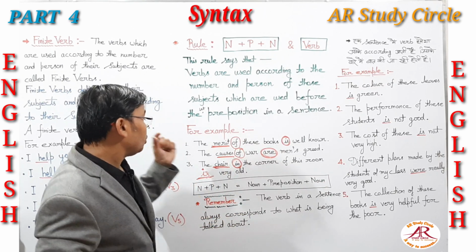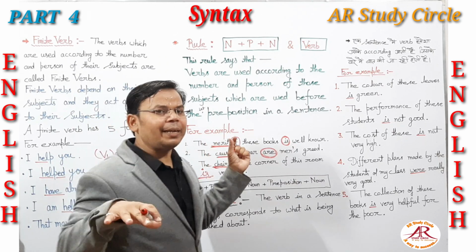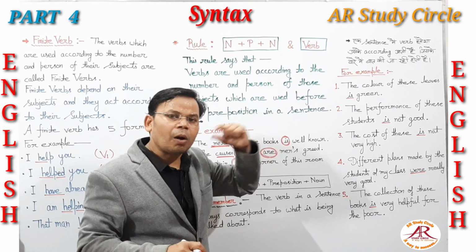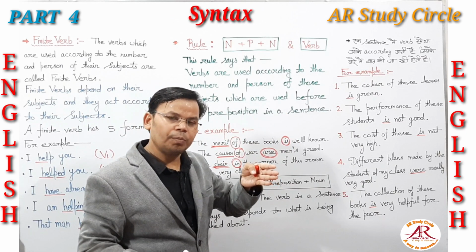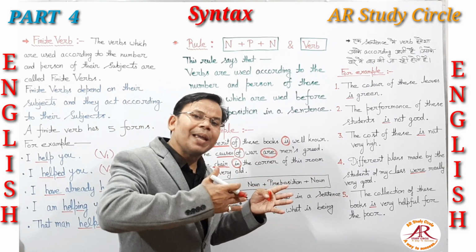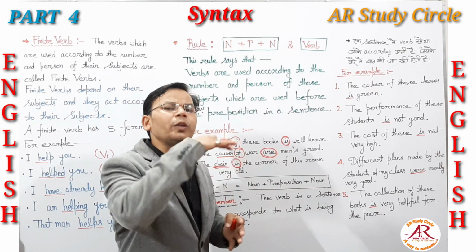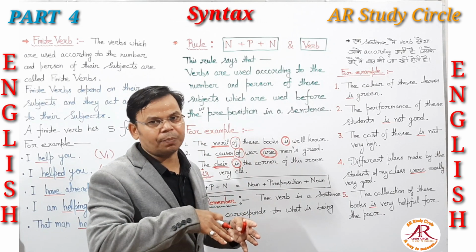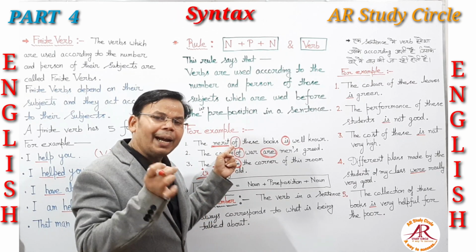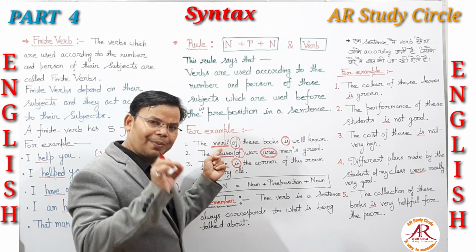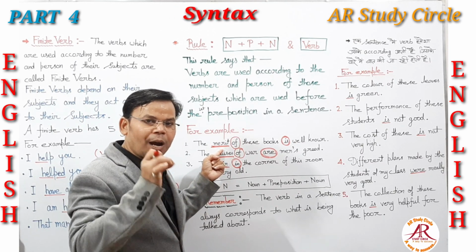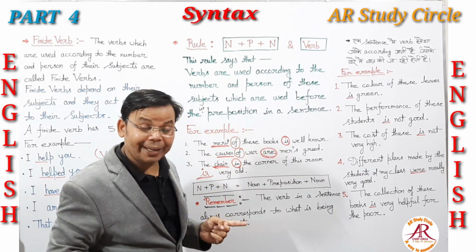So you have learned that in a sentence, the verb is used according to the subject which is used before the first preposition in the sentence. Like in the first sentence, the first preposition is of, and before of the subject is merit, a noun. So the verb is used according to this noun, merit.